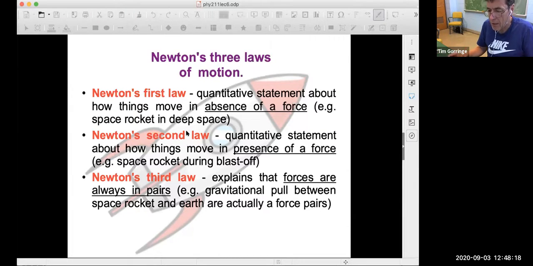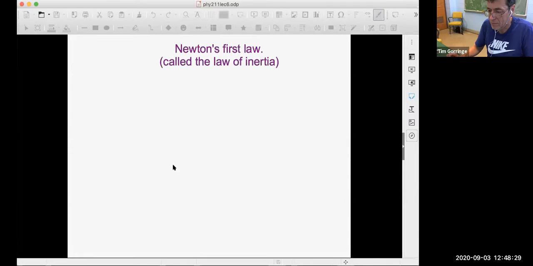Anyway, these are the 3 laws that we're going to talk about: first law, second law, and third law. So let's move on with doing that. Let's start with Newton's first law. Often you'll hear it called the law of inertia. And so we'll say not only what Newton's first law is, but what inertia actually is.